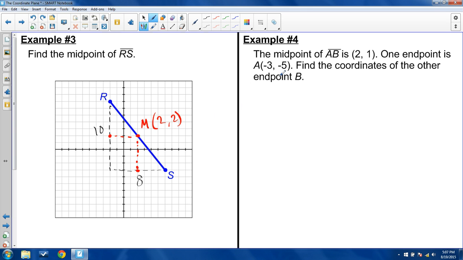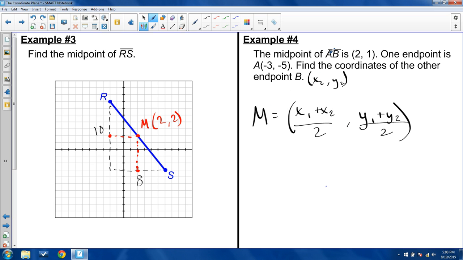Now let's try and exercise that actual midpoint formula this time on example 4. The midpoint of segment AB is at 2, 1, and one endpoint is at -3, -5. This one's a little different because this time we have the midpoint, so we have to find the coordinates of the other endpoint B. For A, we have some x1, y1 value. B is the x2, y2 value. We don't yet know what it is. Using the midpoint formula, remember it's at the point x1 plus x2 over 2, comma, y1 plus y2 over 2, the averages of your values.